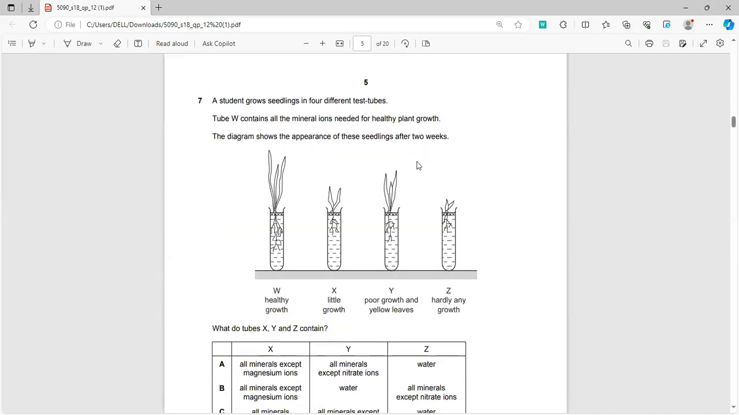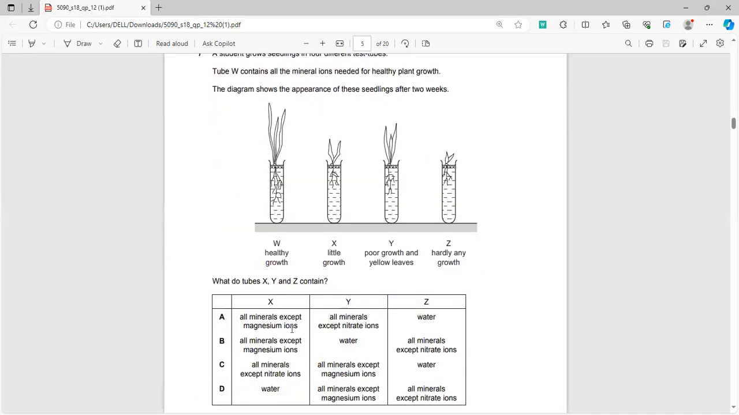Now in question number 7, what do tubes X, Y, and Z contain? Obviously, W has healthy growth, so it contains all the essential nutrients, whereas Z has hardly any growth. So Z, I'd say, has only water in it, whereas Y has poor growth and yellow leaves. The yellow leaves signify an absence of chlorophyll, and we know that magnesium makes up chlorophyll, so Y lacks magnesium ions.